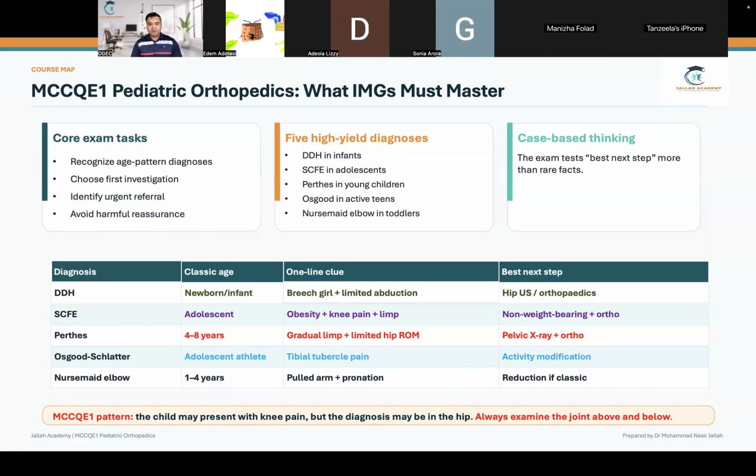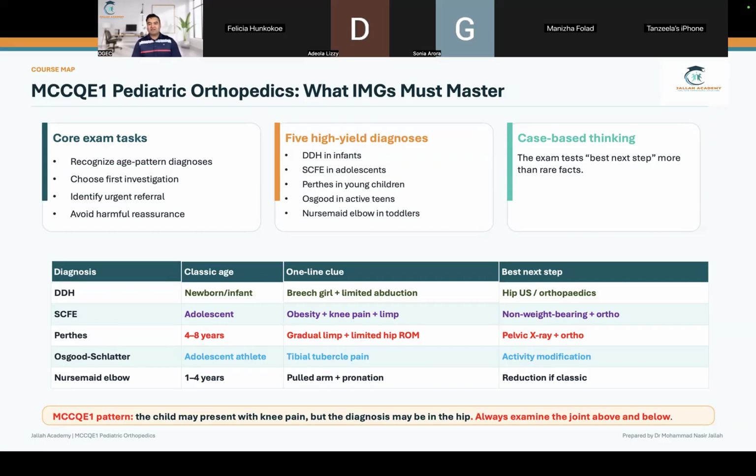Thank you very much. So 5 high-yield diagnoses that today we are going to focus on. It will be DDH, or developmental dysplasia of hip, which is in infants; slipped capital femoral epiphysis; Perthes disease in young children; Osgood-Schlatter in active teens; and nursemaid's elbow in toddlers. So these are the topics that today we are going to cover. And based on these topics, we would be doing some cases afterward.